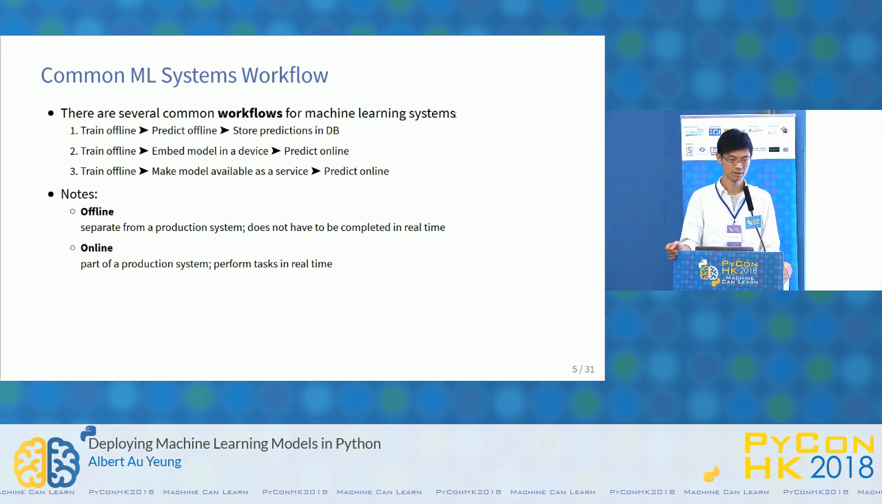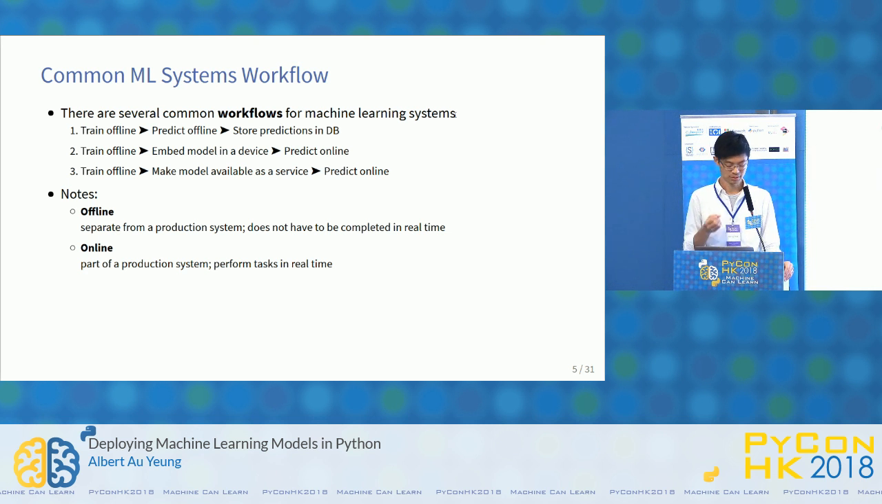The first type is you train it offline, and then you also predict offline, basically batch processing. I give you 10,000 rows, you generate 10,000 predictions. And then you store all these predictions in a database or somewhere, such that it can be used later in the future. The second way is you train an offline model, you put it in a device, which is called an embedded device in most cases, and then you just put it in the wild and use it as a machine learning model to generate predictions.